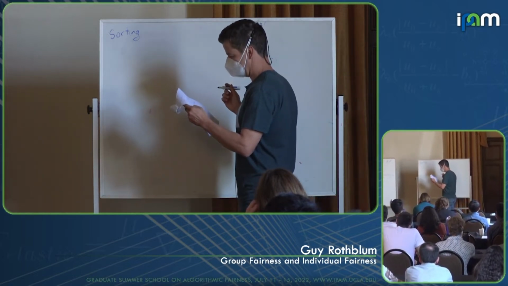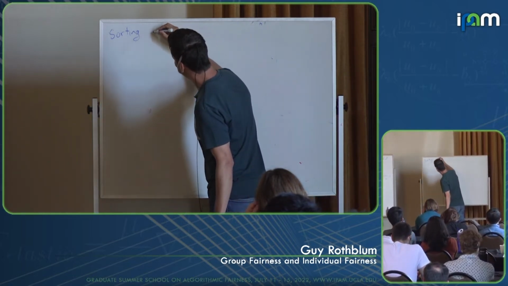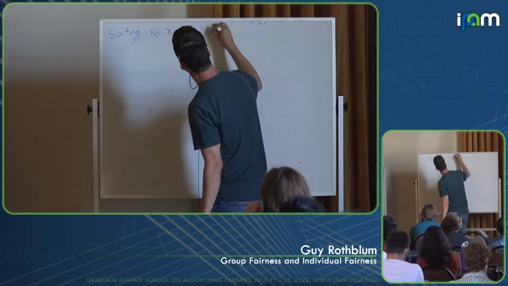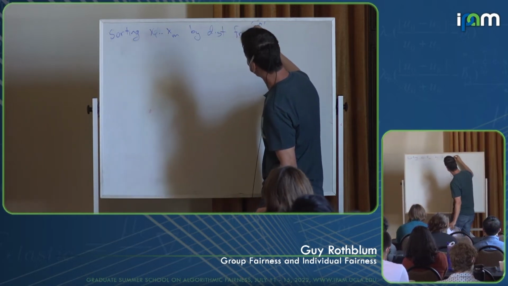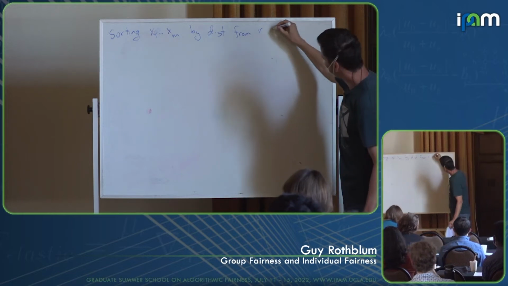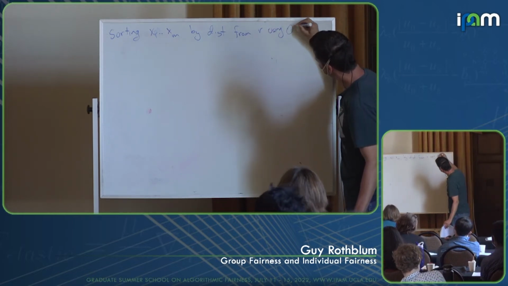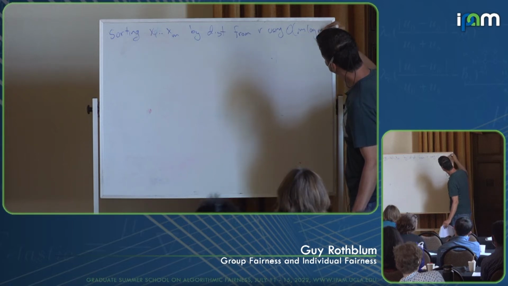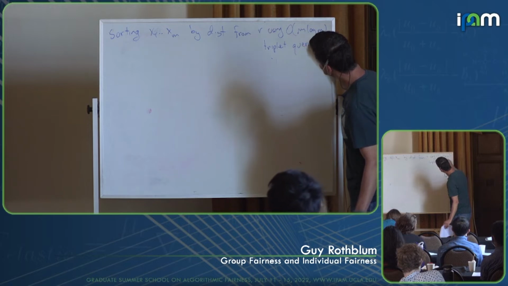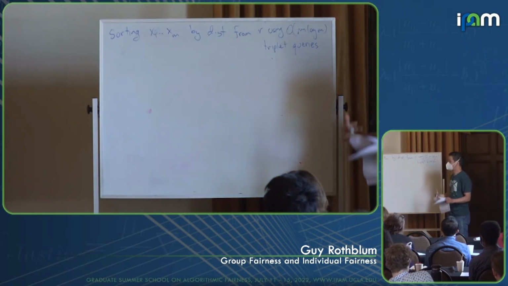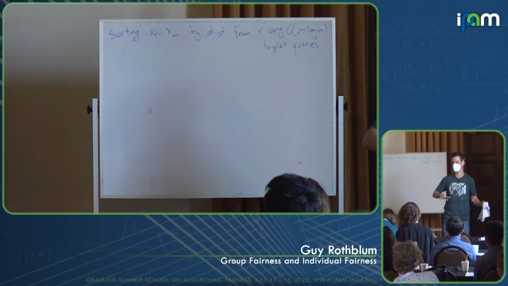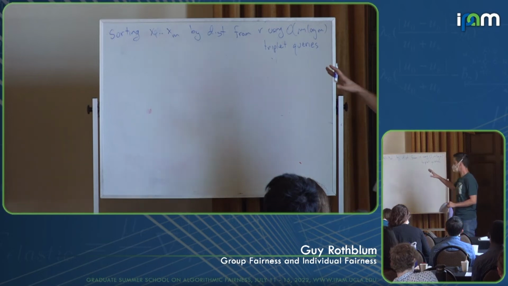So sorting. I want to sort x1 through xm by distance from some reference point, a representative r. And I'll do it using order m log m triplet queries. So I am asking a linear number of queries, but they're triplet queries. They're not the distance queries that we were worried about before. Hopefully, these are easier.